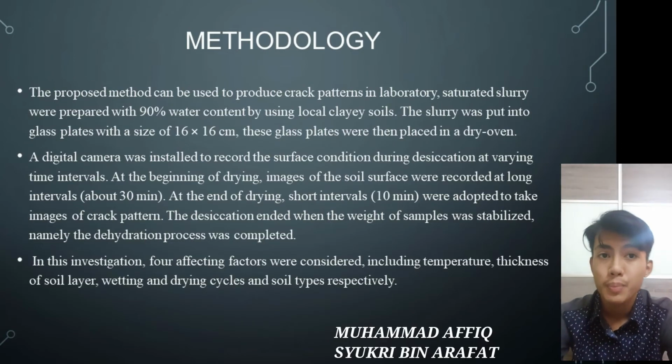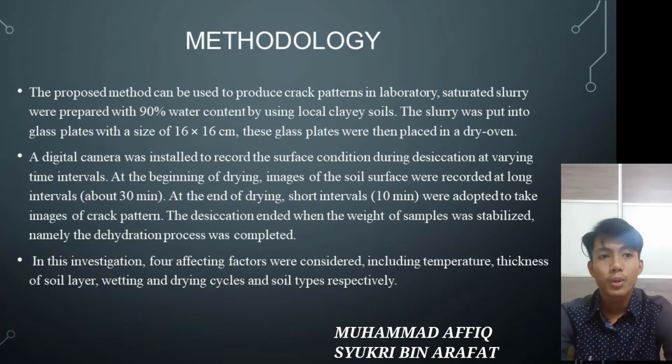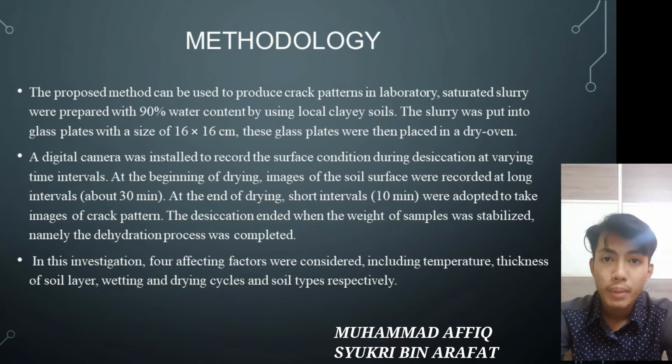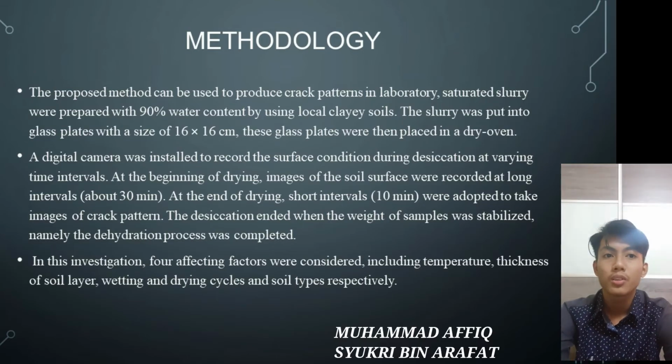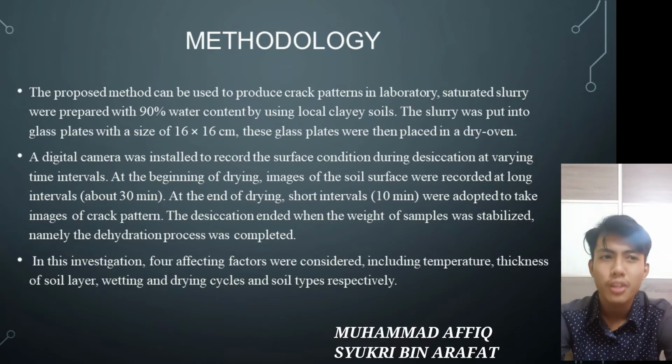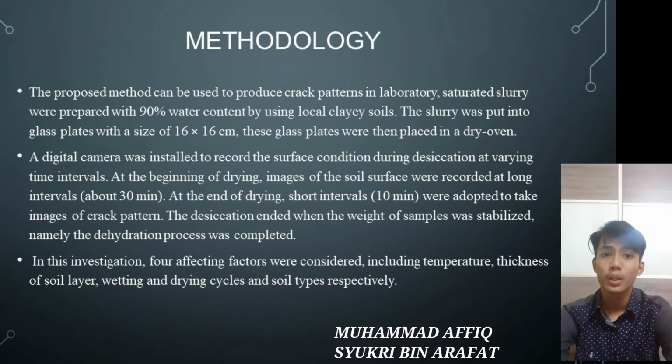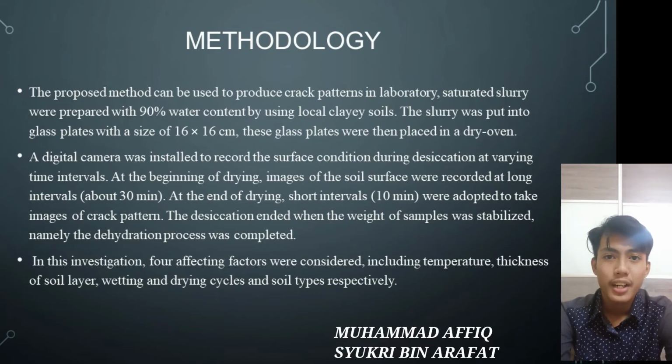First, the purpose of the method is to produce crack patterns, which is called shrinkage, in the laboratory. Saturated slurry was prepared with 90% water content by using local clayey soils. The slurry was put into glass plates with a size of 16 x 16 cm. These glass plates were then placed in a dry oven.